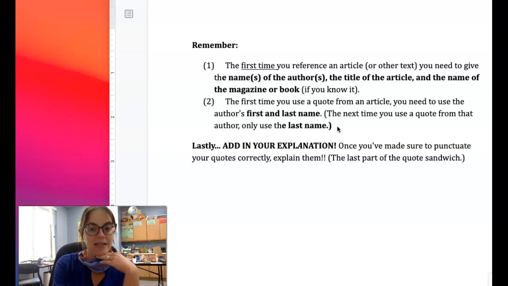All right, last reminder, don't forget to add in your explanation. We've talked about how to introduce them, how to punctuate our quotes. Explaining it is the actual important part of your writing, right? Being able to explain this stuff and how it relates back to whatever claim you're making. Okay, so we're going to be looking at a lot of examples of this, practicing with this, but this is definitely something that's going to come up a lot. So I know we talked about it a little bit in sixth grade, but just wanted to give you a refresher.